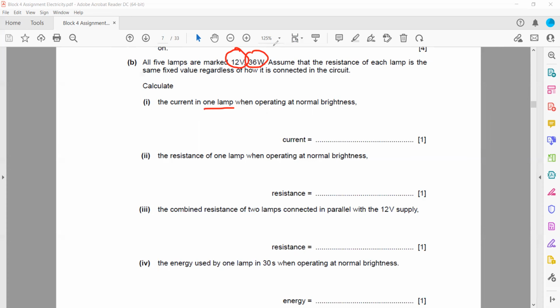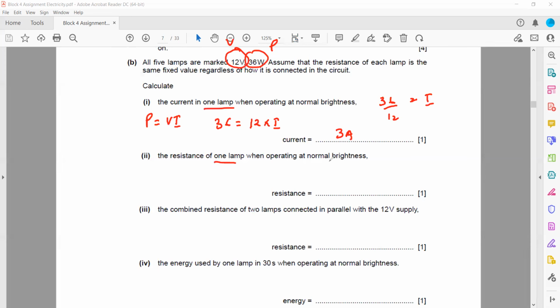So we have the power, we have the voltage, we need the current. So the formula is P equals VI. So power is 36, V is the voltage 12, and I is the current. So 12 is multiplied with the current, on the other side it will be divided, so it will be 36 divided by 12. So 36 divided by 12, that's equal to 3 ampere.